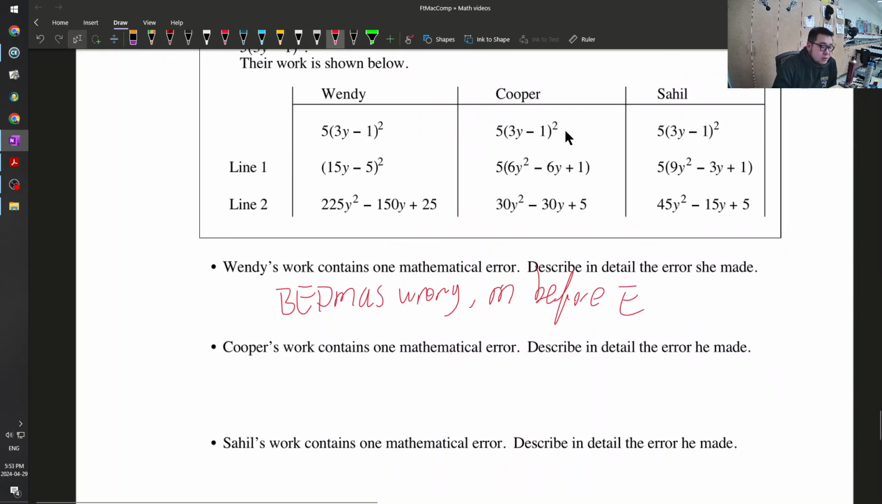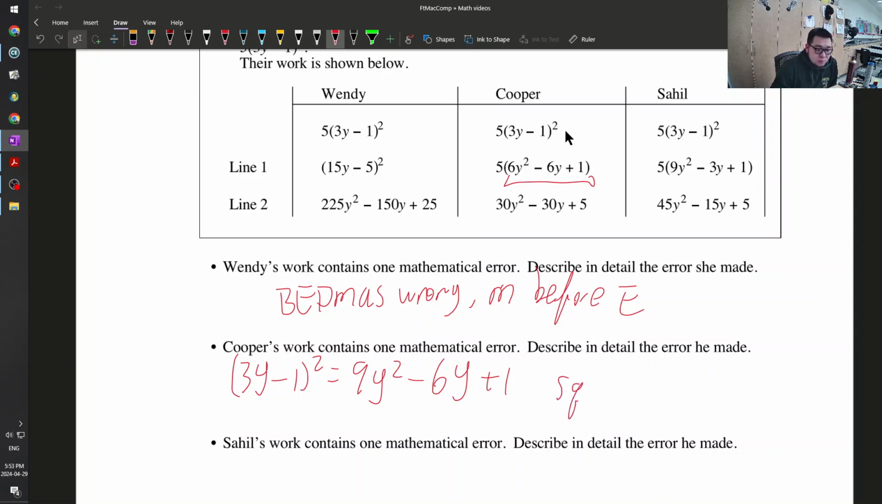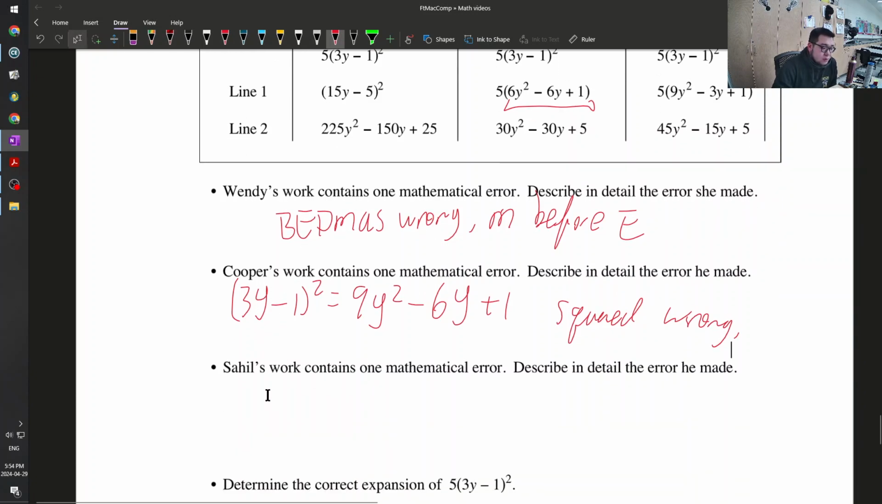Okay, so this second one, Cooper, squared 3y minus 1 first, so 3y minus 1 squared is equal to 9y squared minus 6y plus 1, which is obviously incorrect. So they squared wrong. Okay, third person, they also squared wrong. The middle term is wrong. The middle term is not negative 3y, it should be negative 6y.